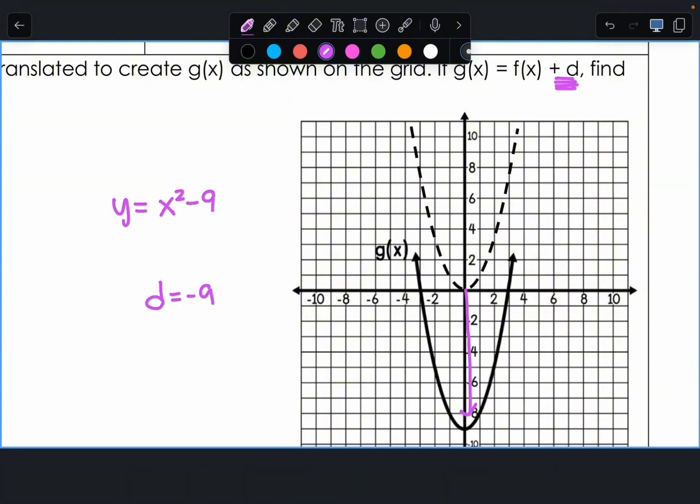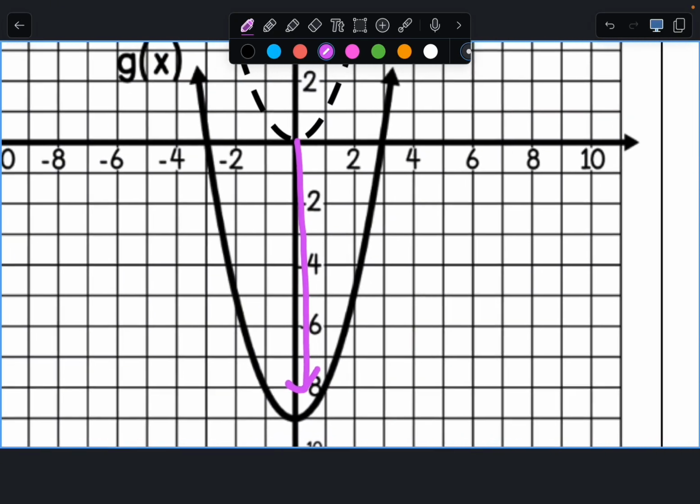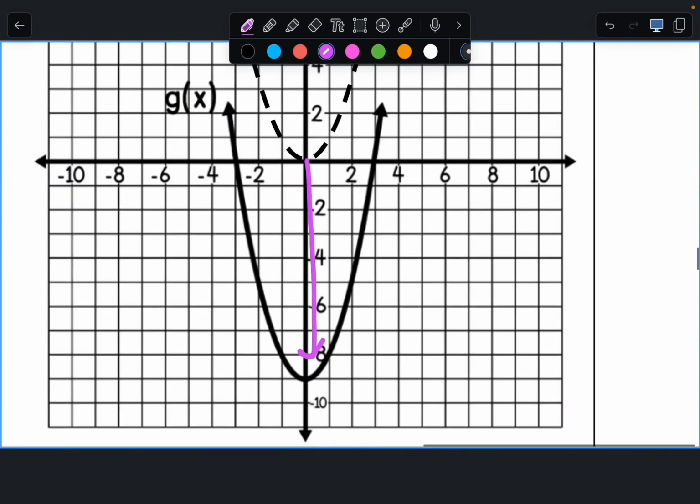Another thing that we can recap that we haven't covered with these 3 problems, what are the zeros? 3 and negative 3. X-intercepts, which are negative 3 and positive 3. Negative 3, positive 3. Sorry.